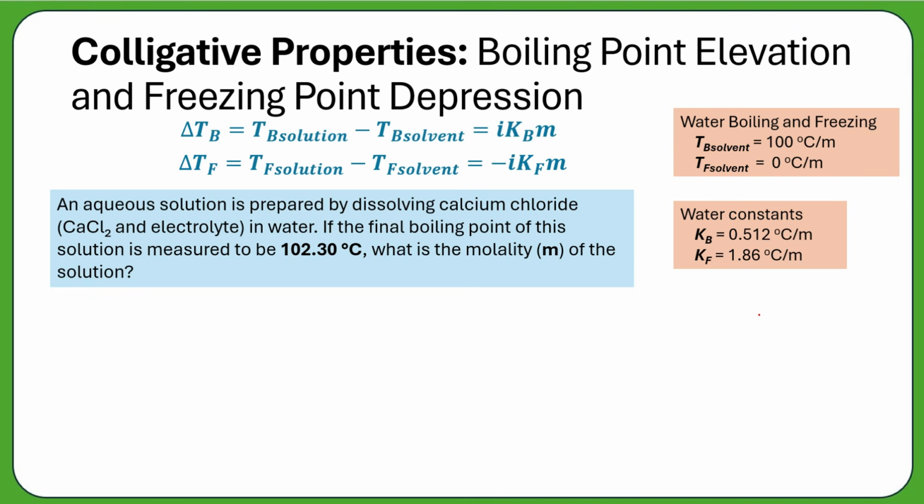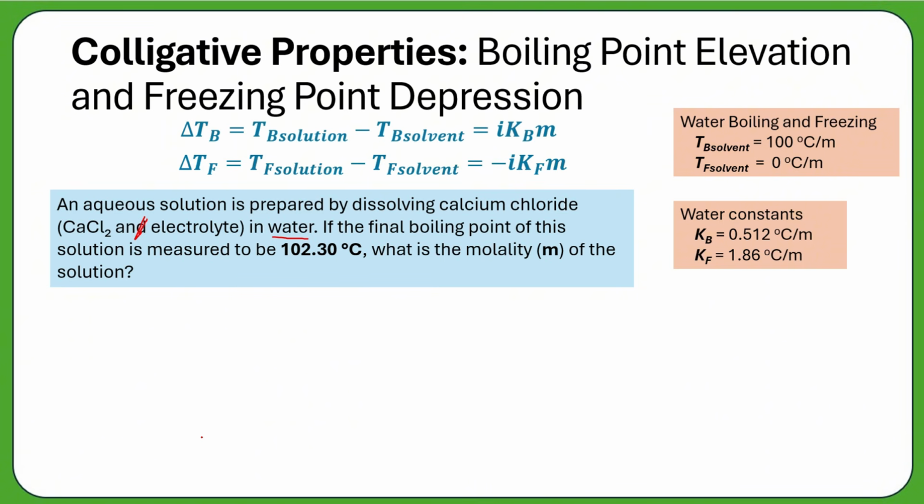Okay, now how about this? We have this example. An aqueous solution is prepared by dissolving calcium chloride, this time our electrolyte, CaCl2, in water. That's our new solute, and we're still using water as our solvent. If the final boiling point, or the new boiling point, of the solution is measured at 102.30 degrees Celsius, what is the molality of the solution?